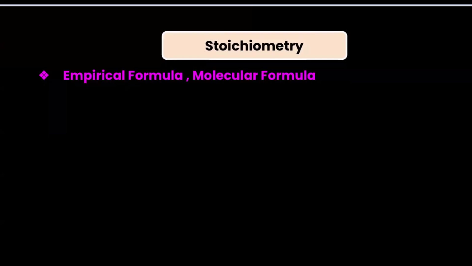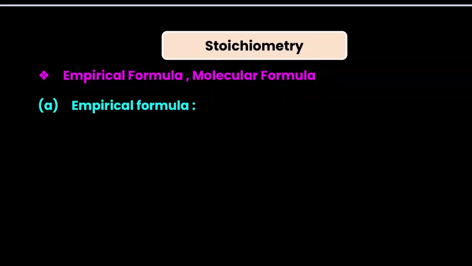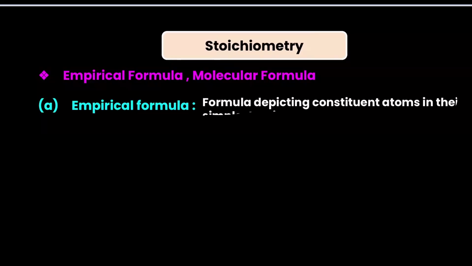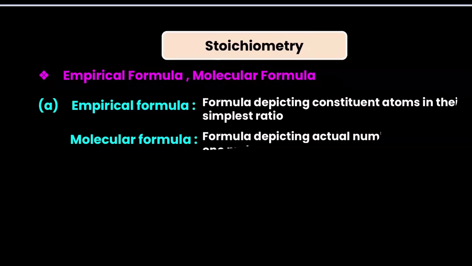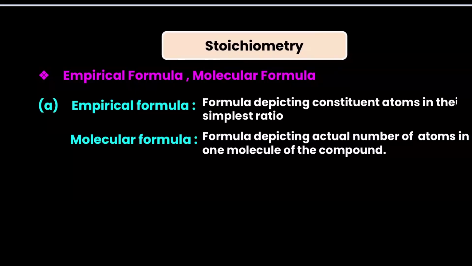So, here you can see empirical formula, molecular formula. These are the two terms you should be completely aware of. First one being empirical formula. Basically, it's the formula depicting constituent atoms in their simplest ratio, while the molecular formula emphasizes the actual number of the atoms in one molecule of the compound.